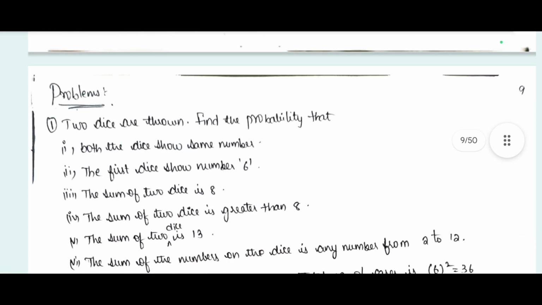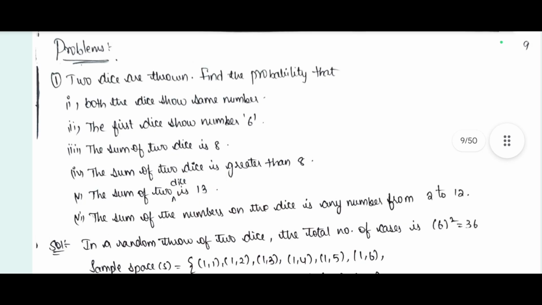Next, let's see some problems. First question: two dice are thrown. Find the probability that both the dice show the same number. What is the probability of getting that?